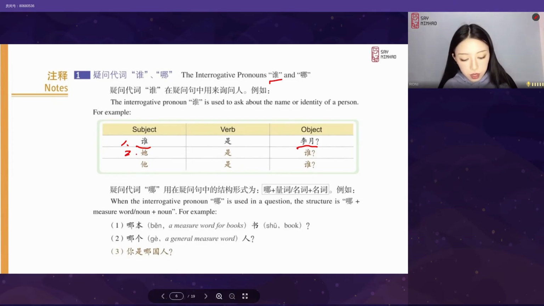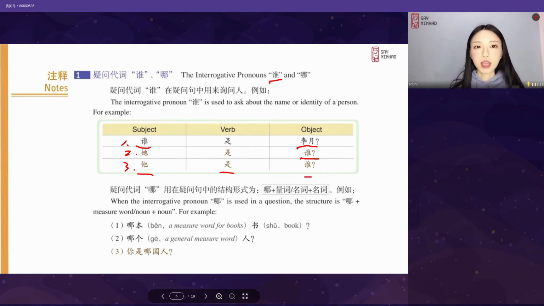Next one. 他是谁? So this question is, who is she? In this case, we already know this person, but we don't know this person's identity and name, right? That's why we are asking, who is she? The next one, 他是谁? The same as the second one, it means who is he? Who is he?